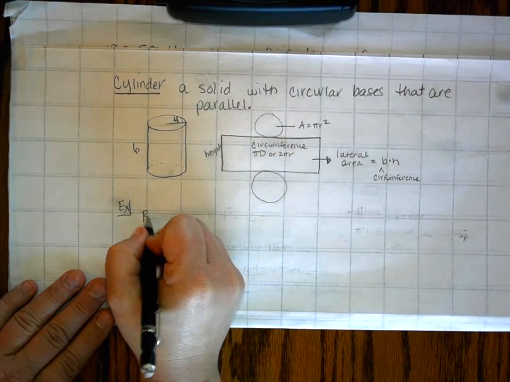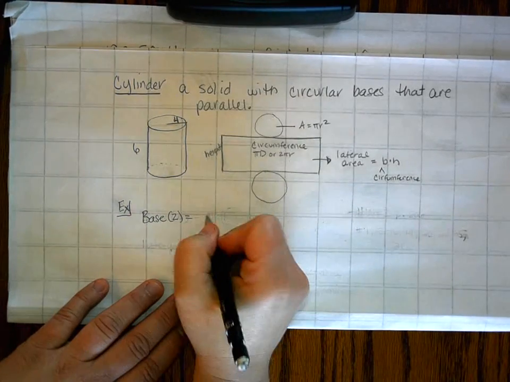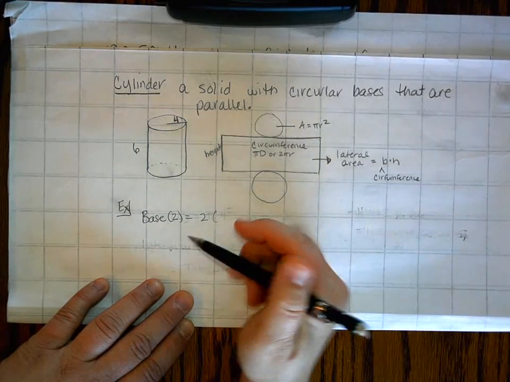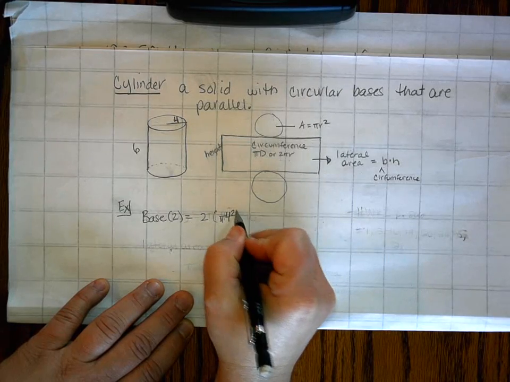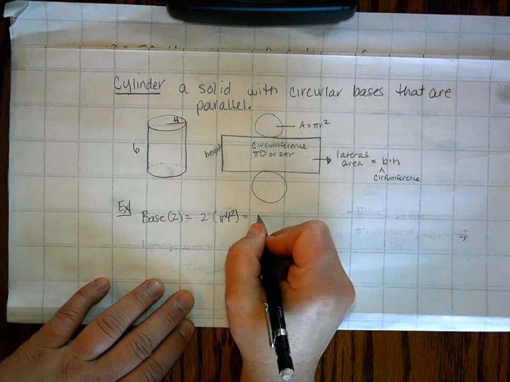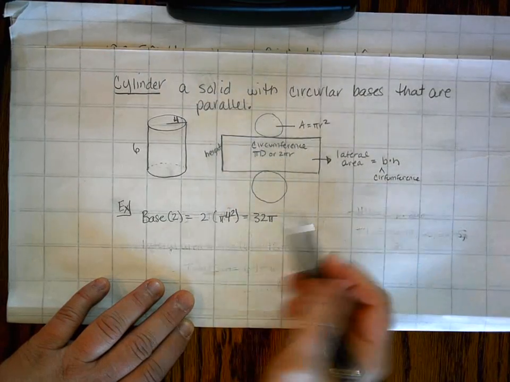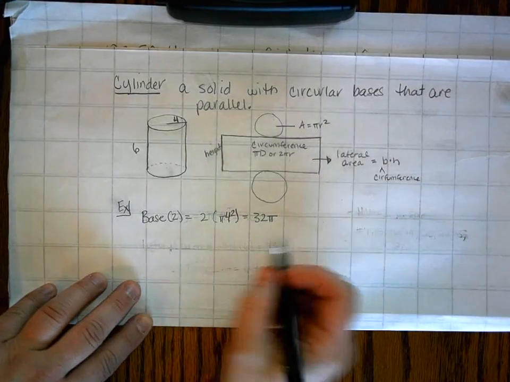So to find the surface area, we have to find the area of the bases, and remembering that there's 2 of them. So we're going to do 2 times pi r squared. This is going to give us 32 pi, because 4 squared is 16, and 16 times 2 is 32.